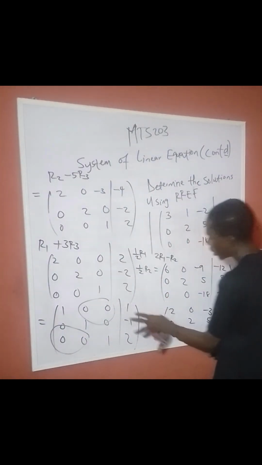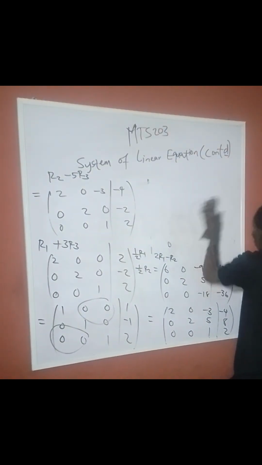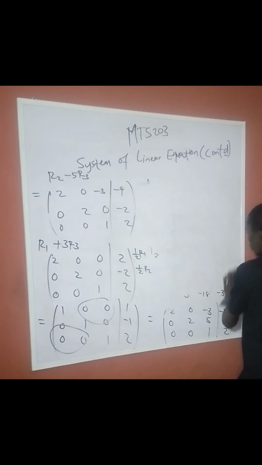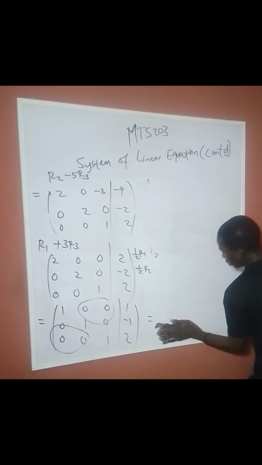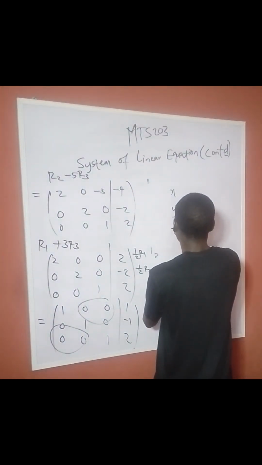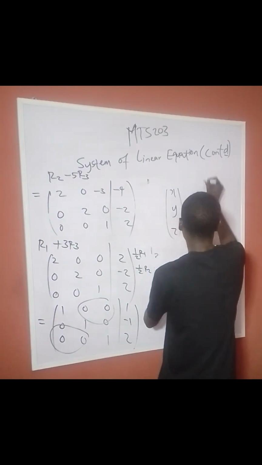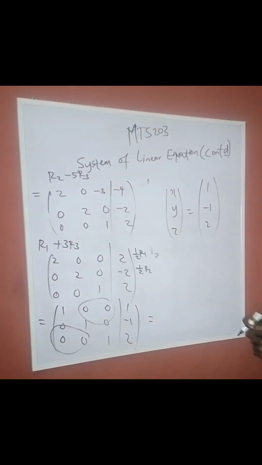Now I have my answer on the other side, which is 1, -1, and 2. Those values stand for my x, y, and z, which are the values of my variables in the system of linear equations. So I have x, y, and z equal to 1, -1, and 2. So that's that for the method of row reduced echelon form. You can see how we end up with the same answer. So thank you.